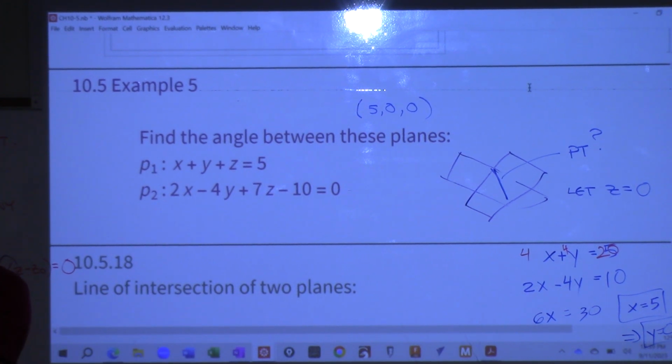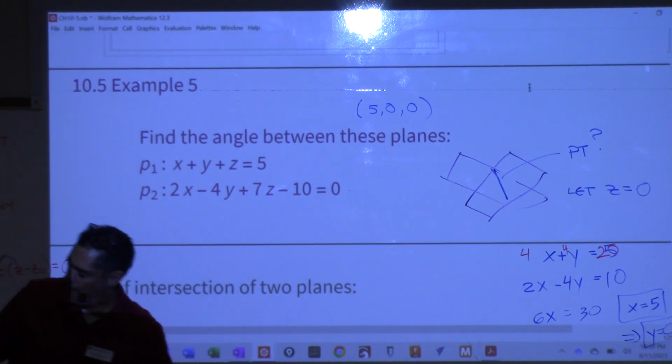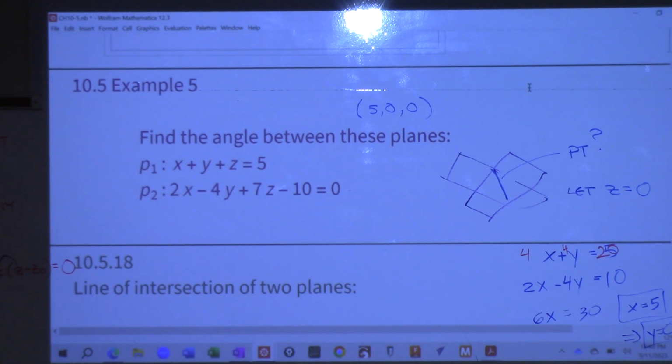I'm going to move to like that. Can you all see this line of intersection of these two? We're trying to find the direction of this line. And there's your normal and there's my normal. Bring your normal down.